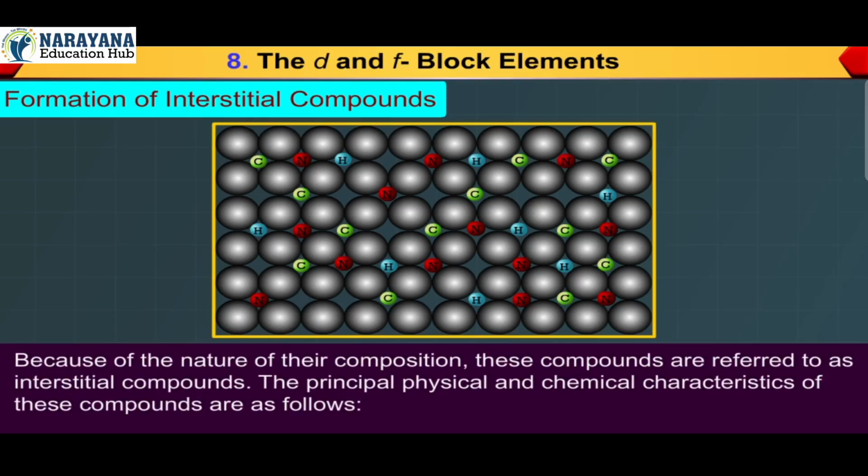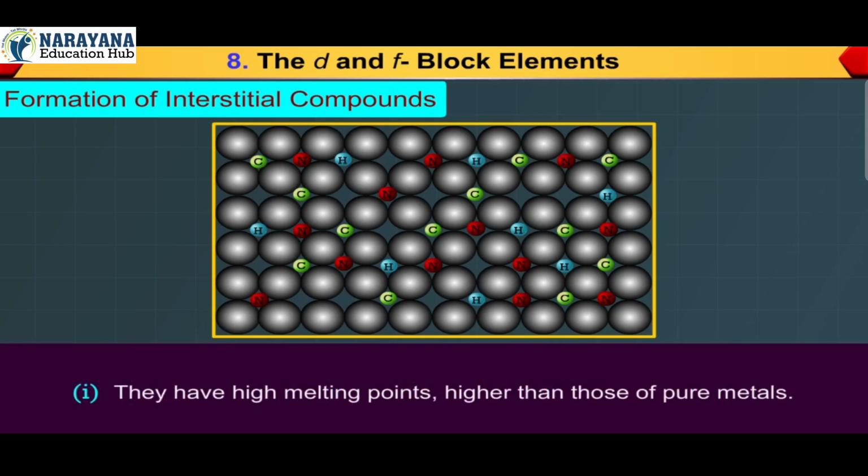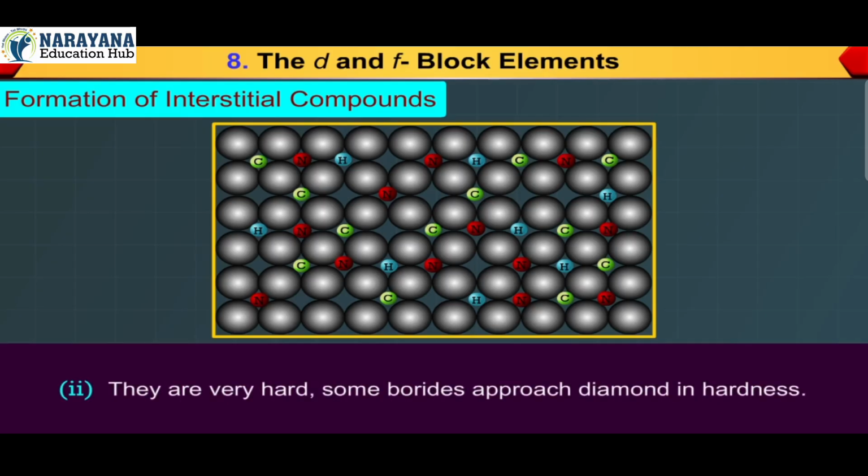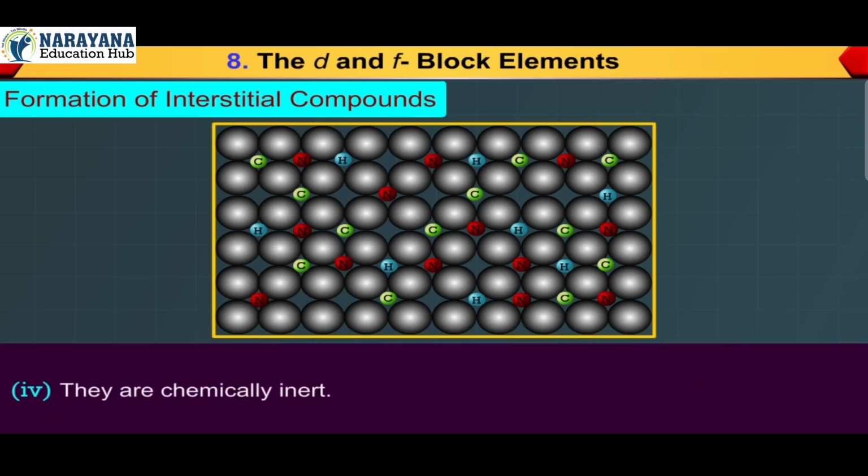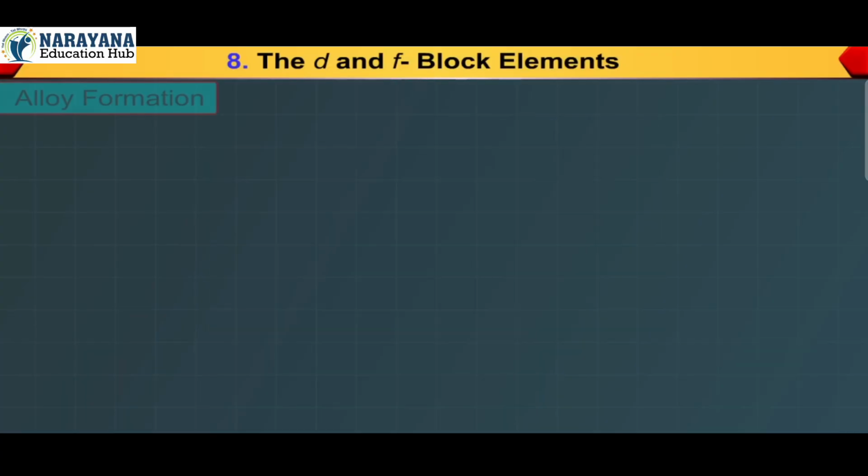The principal physical and chemical characteristics of these compounds are as follows. 1. They have high melting points, higher than those of pure metals. 2. They are very hard. Some borides approach diamond in hardness. 3. They retain metallic conductivity. 4. They are chemically inert.